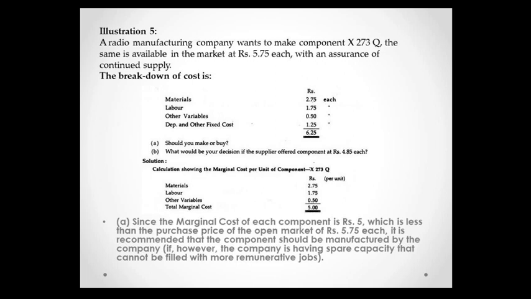The total marginal cost comes to rupees 5, and the same is available in the market at 5 rupees 75 paise. So we can make the component, and we should not buy the component because it is higher priced at 5 rupees 75 paise when compared to making the component at 5 rupees. So it is better to make the component.